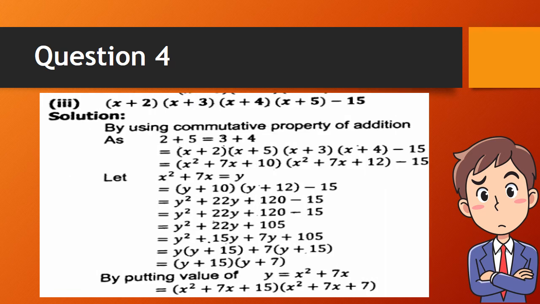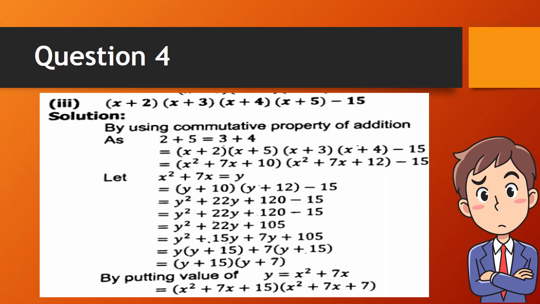So students, in part number 3 we have x plus 2, x plus 3, x plus 4 and x plus 5. These 4 brackets are given to you. Now you have to check which of the following will give you the same terms when multiplied. If we multiply x plus 2 and x plus 5, you will get x square plus 7x plus 10, and x plus 3 multiplied by x plus 4 will give you x square plus 7x plus 12.